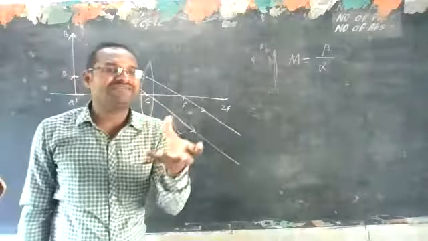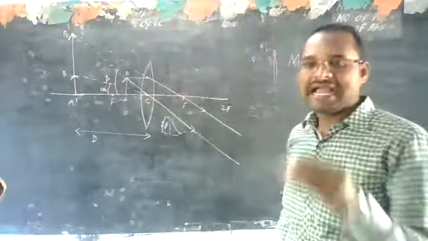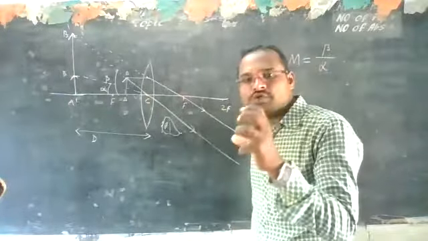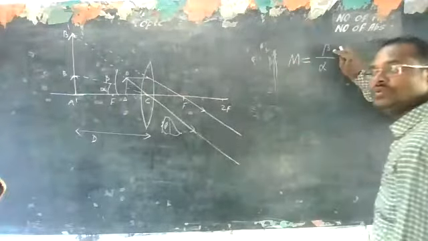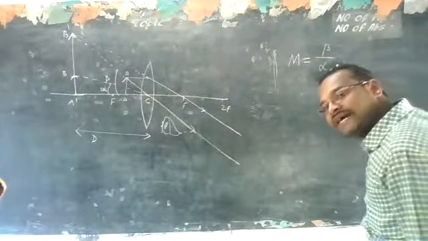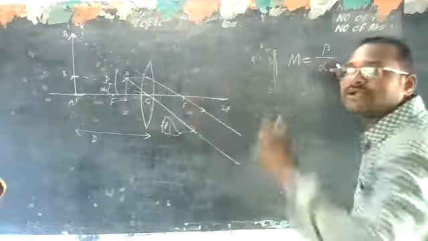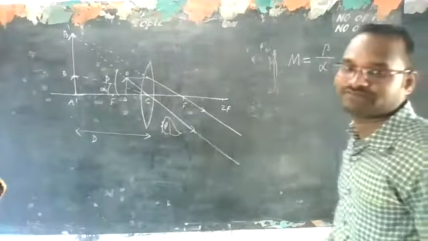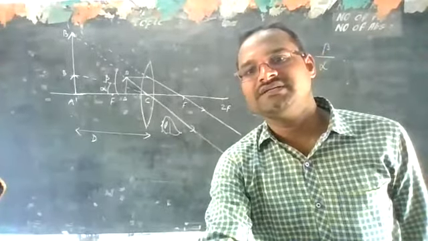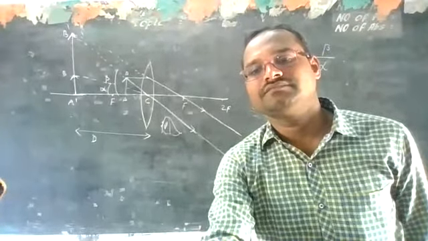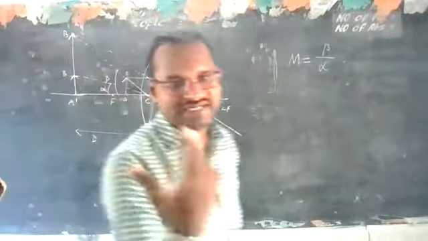So what is angular magnification? They may ask you for a definition in your board exam. Angular magnification is the ratio between the angle subtended by the image at the eye to the angle subtended by the object at the eye, when both are located at the least distance of distinct vision. Yes, this is the condition and this is the definition for the magnification. Clear? I hope you are understanding what I am saying.